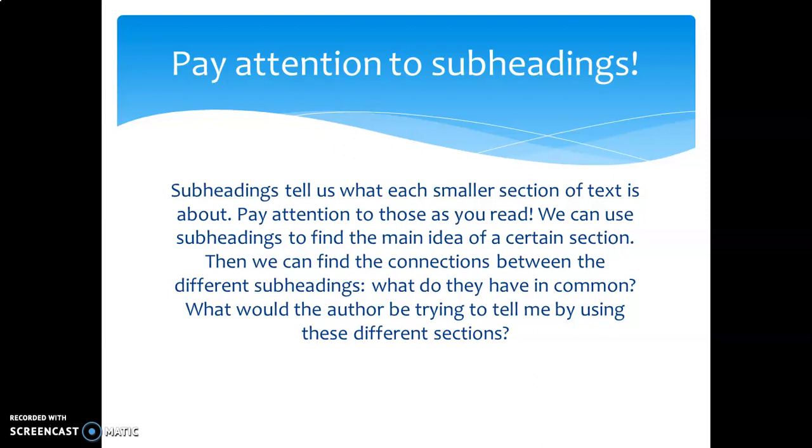Then we can find the connections between the different subheadings. What do they have in common? What would the author be trying to tell me by using these different sections? So when a big article is broken into smaller chunks in different subheadings, think about what each chunk of text is about. Under each subheading, what is that text telling me? And then you can look at the big picture, which is how are they connected? What is that big idea, which is our main idea?